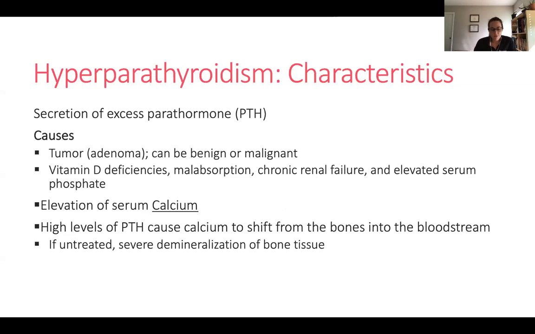People that are at risk are people that have been on dialysis for a long time, or if they had a kidney transplant. Then the most notable effect is elevated serum calcium, high parathormone, and that will cause the calcium to shift from the bones into the bloodstream. So that's when you'll see the hypercalcemia in the blood test.